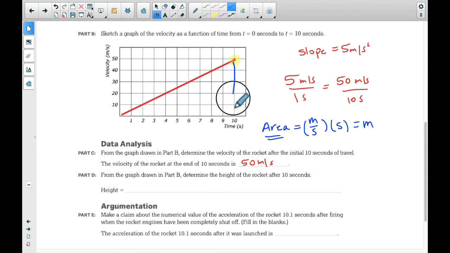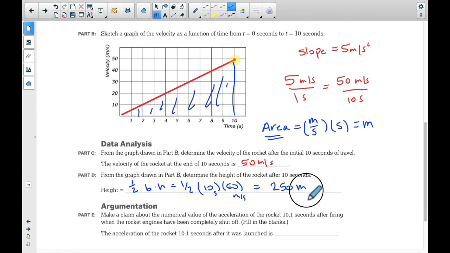Of course, it's a triangle, so we're going to find the area of this triangle. We know that the area of a triangle is 1/2 base times height, so it's going to be 1/2 times 10 times 50. Probably should have put units in there. 10 seconds, 50 meters per second. And we multiply that together, we get 250 meters. So again, we have an equation that we could have done, but it was a heck of a lot easier just to look at the graph.